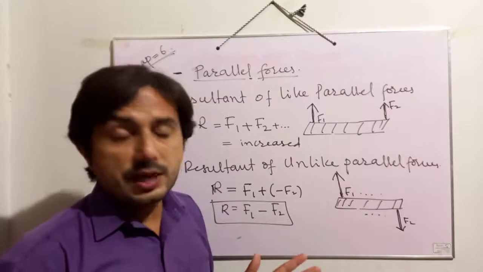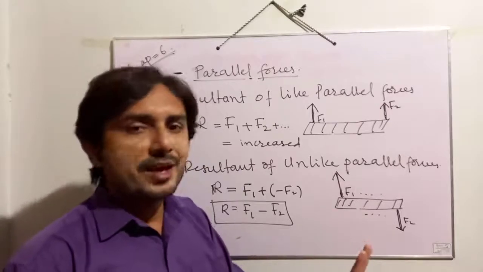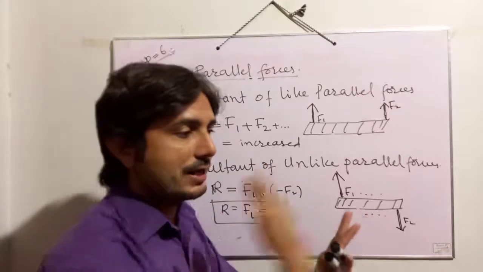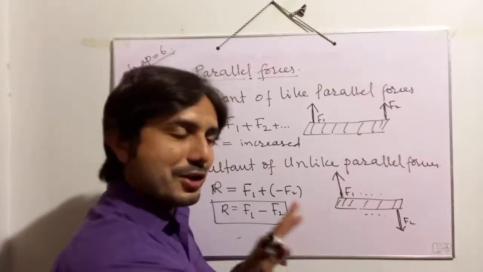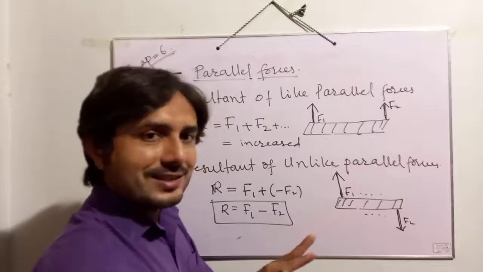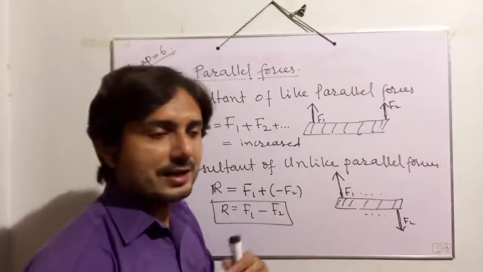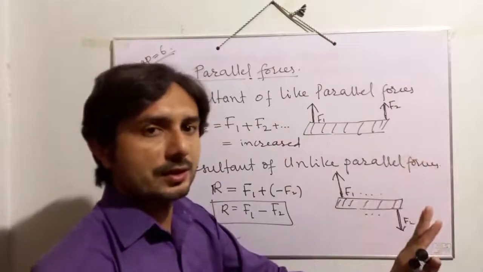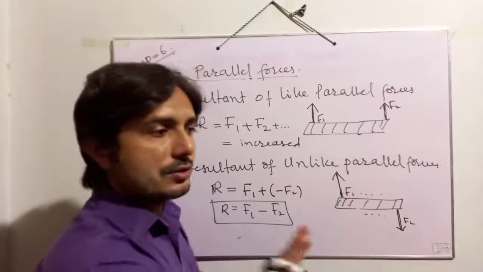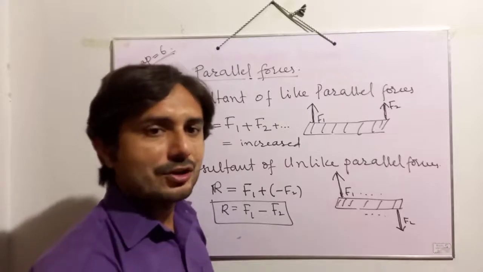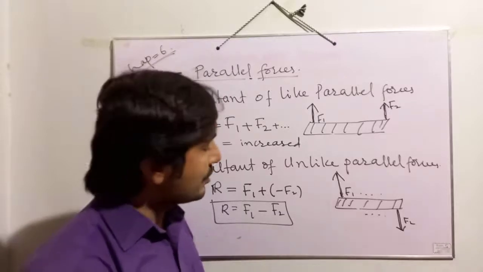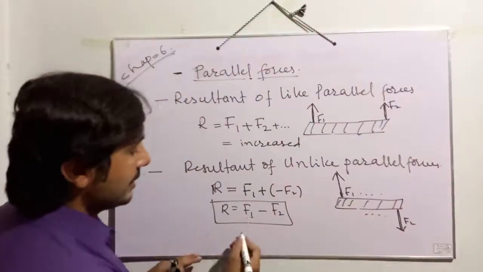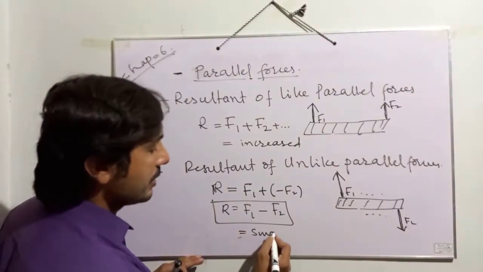Okay? I will give you the example of that car again. If I am pushing the car from the back side, and my friend is pushing the car from the front, now here the resultant will certainly be smaller, okay? If I am stronger than my friend, then I will push the car forward, but it will be slower. However, if he is stronger, then he will stop the car and not allow it to move, okay? So we can say that the resultant of unlike parallel forces is always decreased, or we can say smaller, okay?